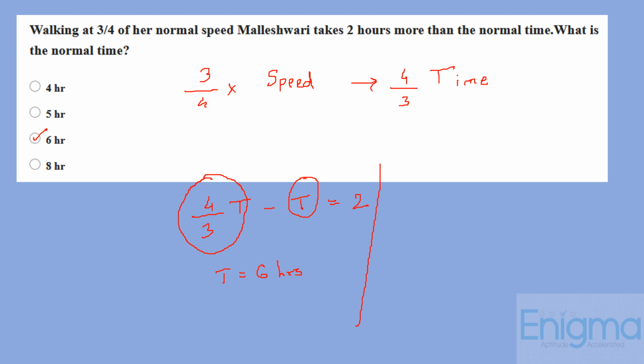Now another way of solving this is 3/4 of normal speed. So you can write it down directly like this: 3/4 is equal to, on the right hand side, t upon t plus 2. Now you can cross multiply, you get here 3t plus 6 is equal to 4t. From this way as well, we get the answer as t is equal to 6 hours.